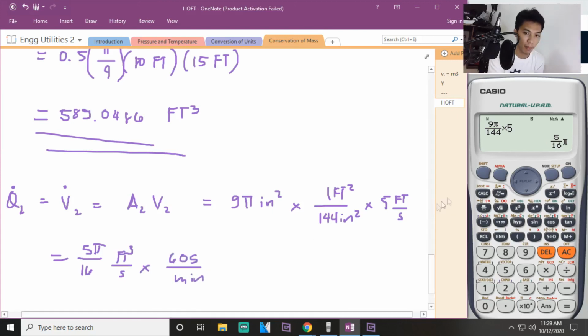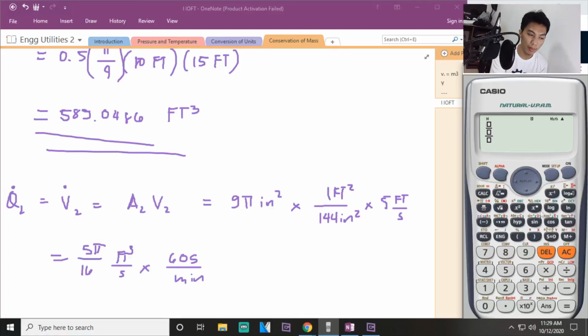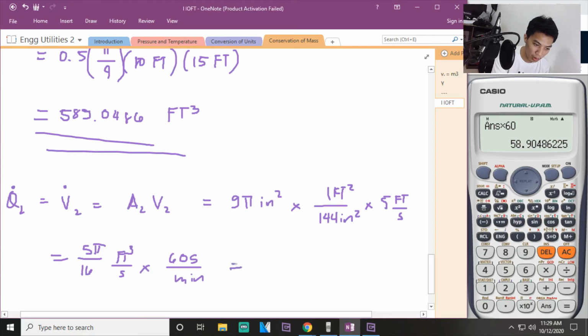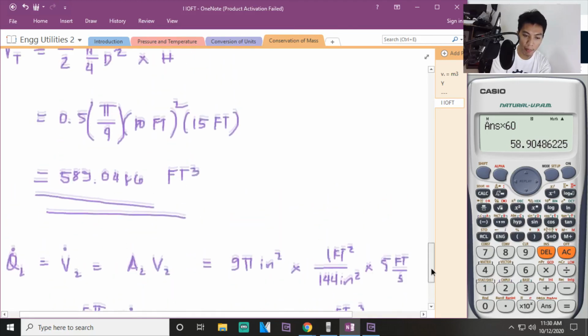Yan. So that will be, mahaba talaga ng problem na to. Answer times 60. So, 75 over 4, so 58.9048 cubic foot per minute. Yan. Yan yung nababawas sa kanya.